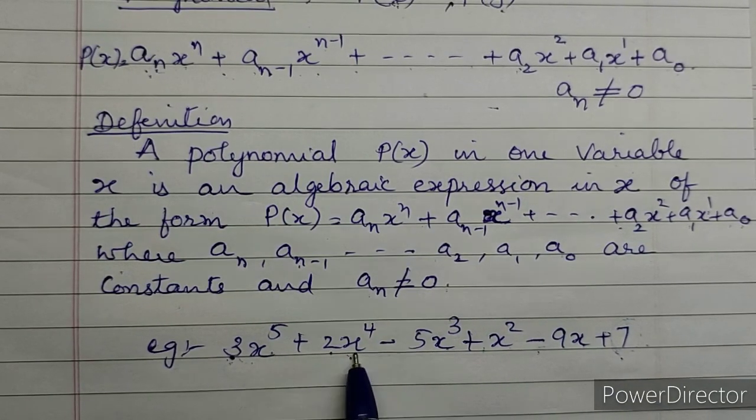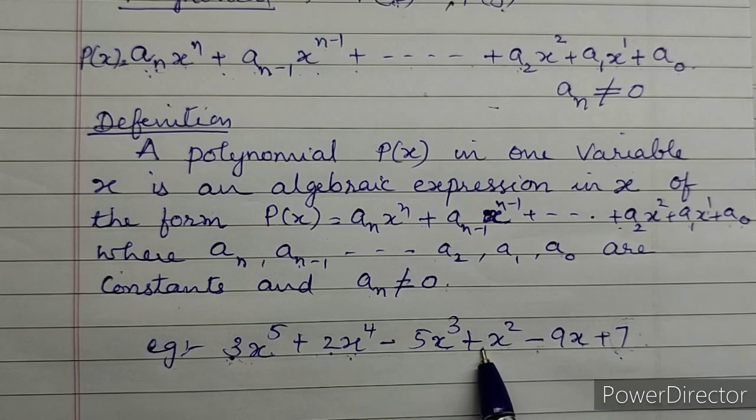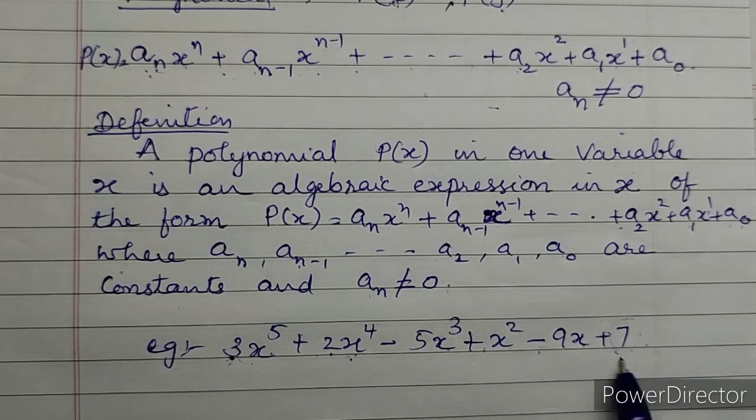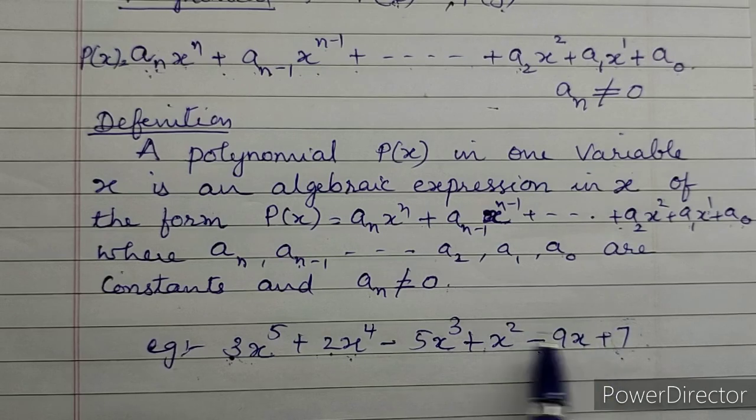What is the coefficient of x to the power of 4? Plus 2. Which is the coefficient of x square? 1. So that is the coefficient, and this is the constant. So this is a polynomial, and the maximum exponent is 5. Other exponents are all less than 5.